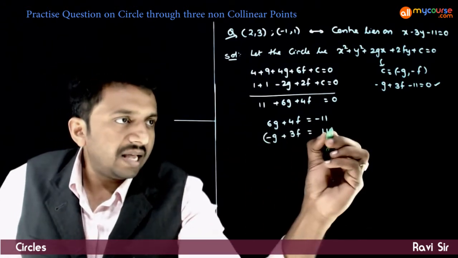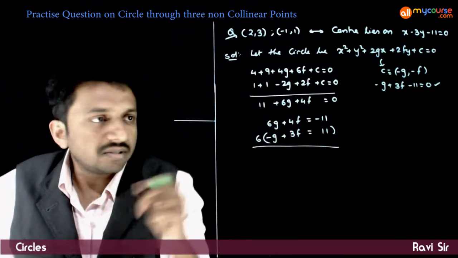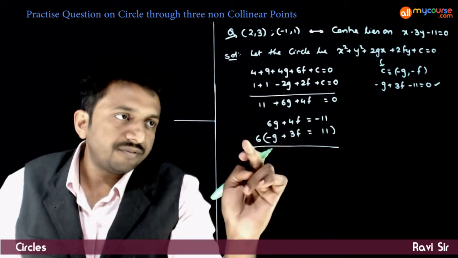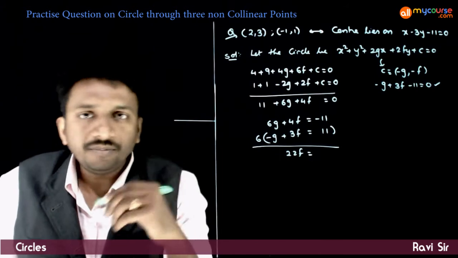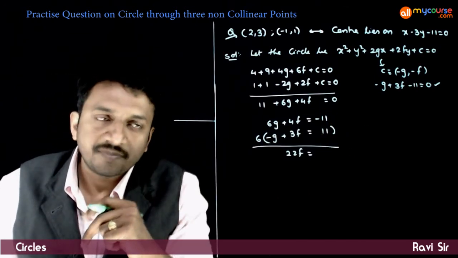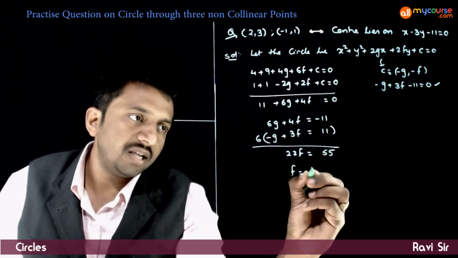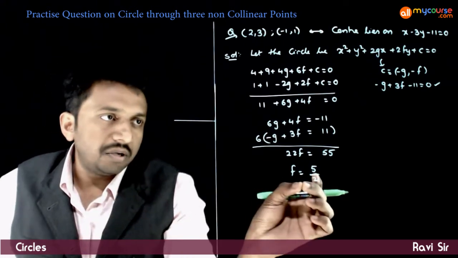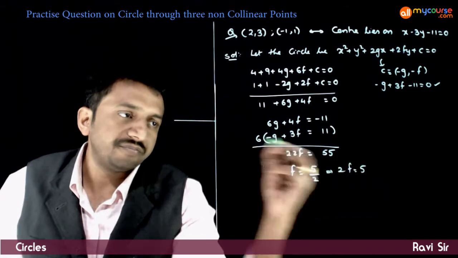So I'll multiply the second equation with 6 and add these two equations. So 6g - 6g gets cancelled. 4f + 18f, you get 22f = -11 + 66. It is 55. So f = 5/2. So you got the value of f. So 2f = 5.